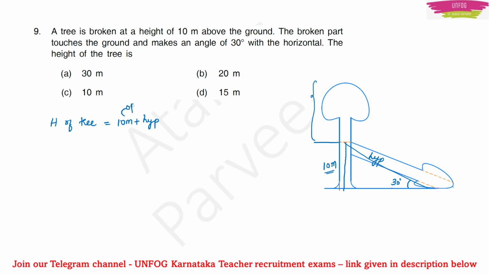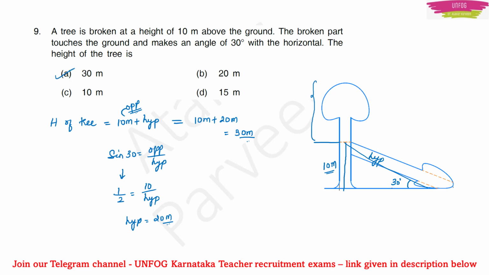Basically the 10 meter is the opposite side for angle 30 degree, right? So you can easily use sin 30. Sin 30 is equal to opposite by hypotenuse. So what is sin 30? It is half, and the opposite side is 10 meter. Hypotenuse we will find, or hypotenuse is equal to 20 meter. Okay, now you can find the height of the tree. It is 10 meter plus 20 meter. So this will be equal to 30 meter. Okay, option A will be the correct answer.